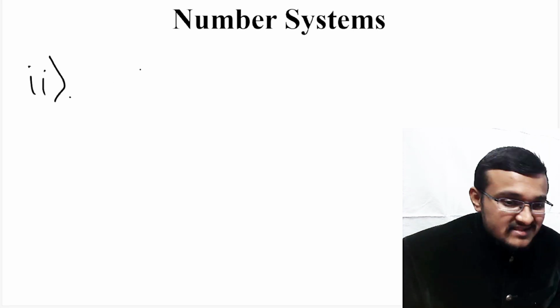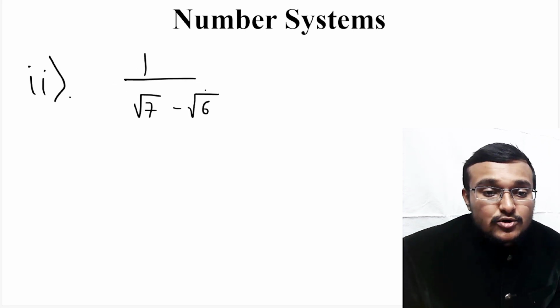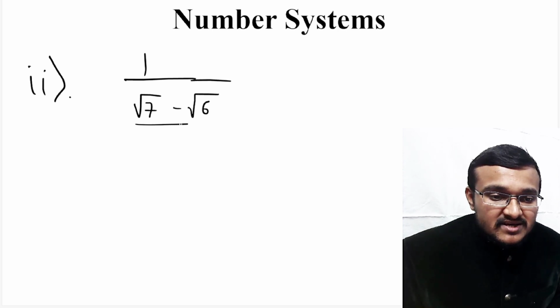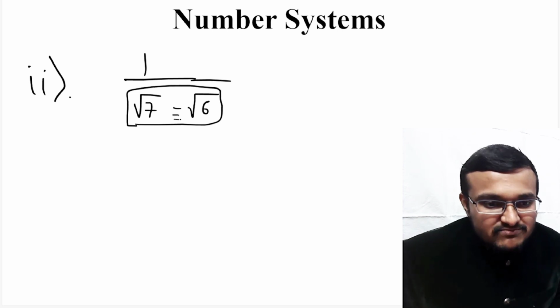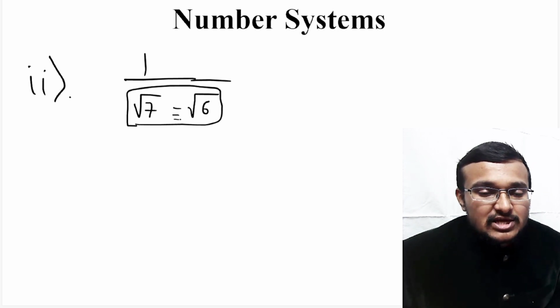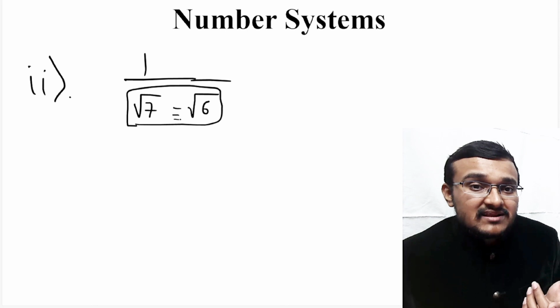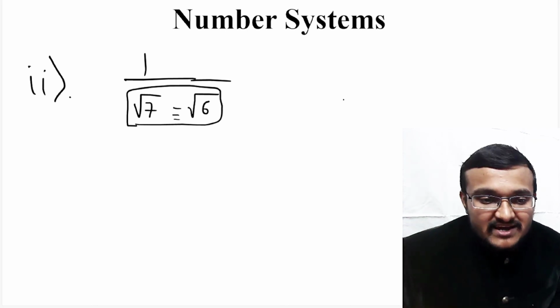Fifth question, here they have given 1 by root 7 minus root 6. So whenever you have two terms in the denominator, just see what symbol you have here. So if it is the subtraction symbol, you can straight away take plus symbol and multiply that with numerator and denominator. Why we are doing this?